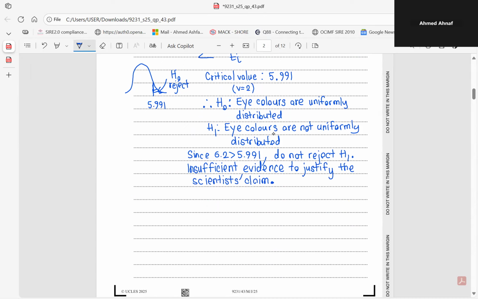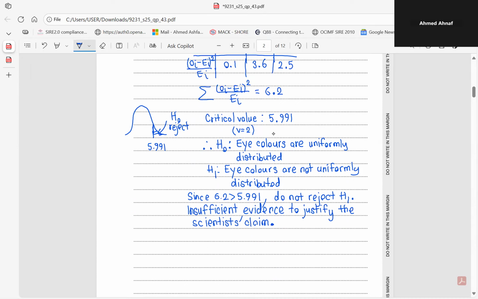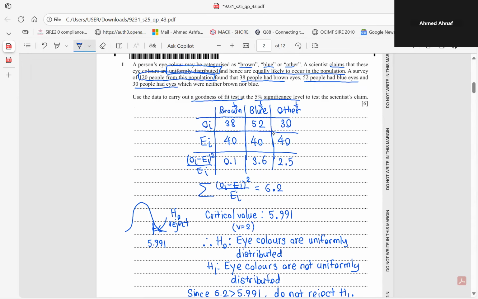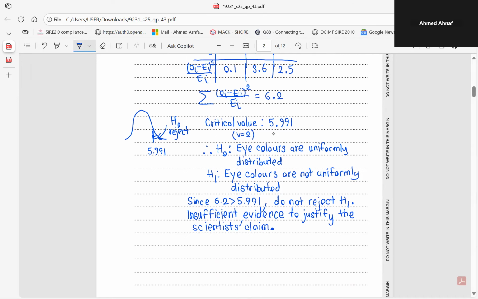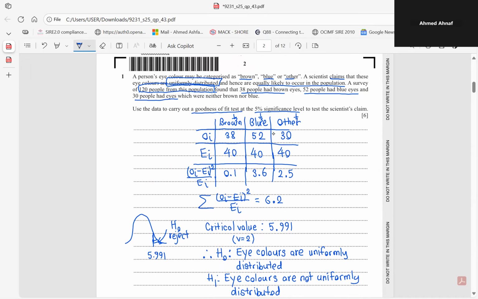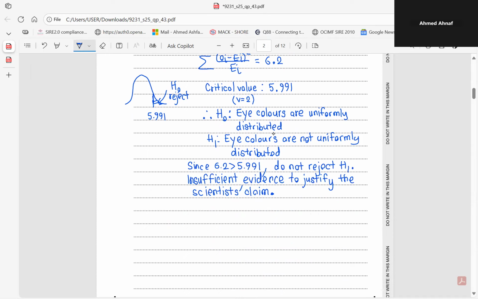So this would be our conclusion. And remember that when you're writing the conclusion, you should write it within the context of the question. So you have to be specific with your conclusion. In this question, they told us to test the scientist's claim when the scientist said eye colors have uniform distribution. But in our case, the opposite turned out to be true. So that's why I wrote it this way.